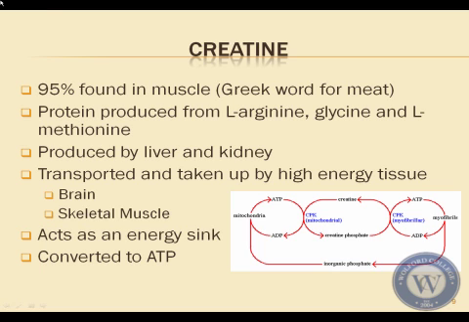Creatine, which is found in the muscle, is a Greek word for meat. The protein is produced from molecules such as L-arginine, glycine, and L-methionine. It's produced by the liver and the kidney. Creatine is then transported and taken up by high-energy tissue, such as brain and skeletal muscle, and acts basically as an energy sink and helps convert to ATP. So creatine is basically helping transfer ATP from the mitochondria into the myofibrils, making this system much more efficient.